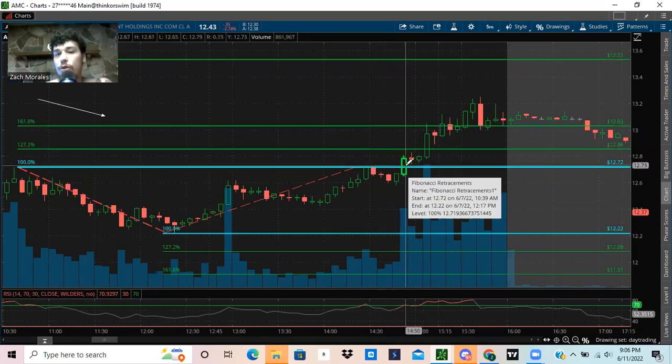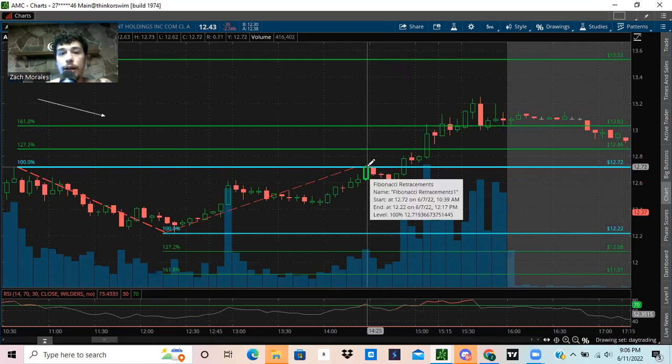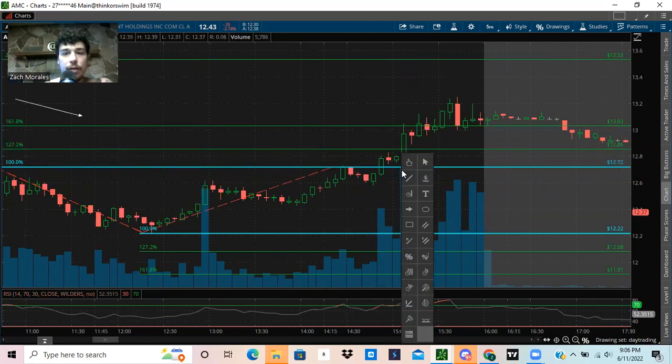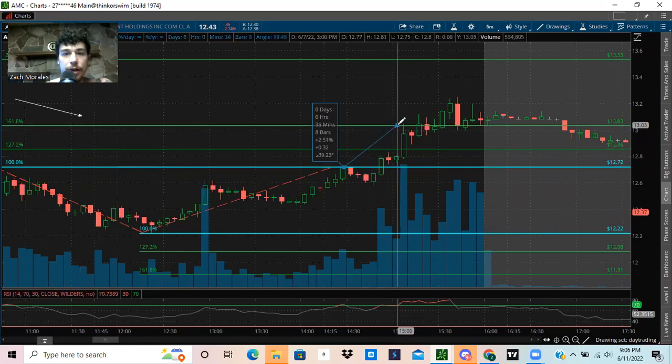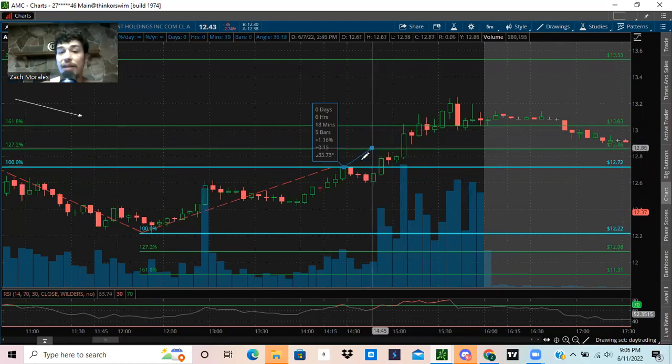So if we look using this strategy, you could have entered here, and we'll take a look at the profits. From here up to your second bullish price target, that was a 2.48% profit. And let's look at how long that trade was. It was 38 minutes. So in 38 minutes, you could have easily gotten 2.45%.